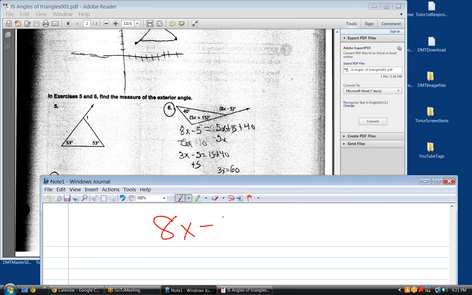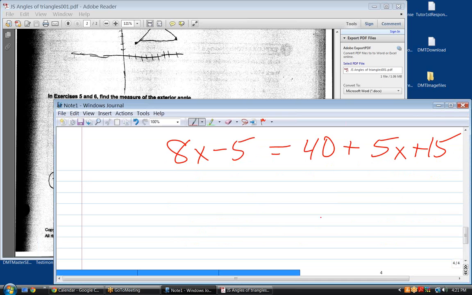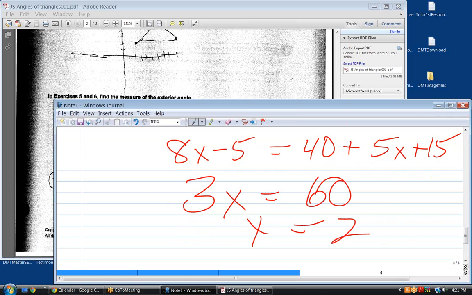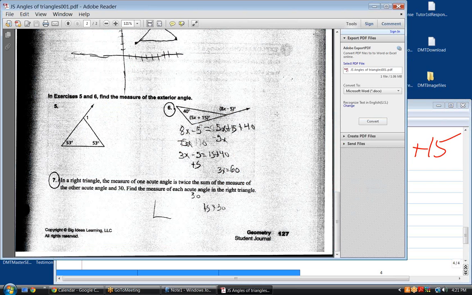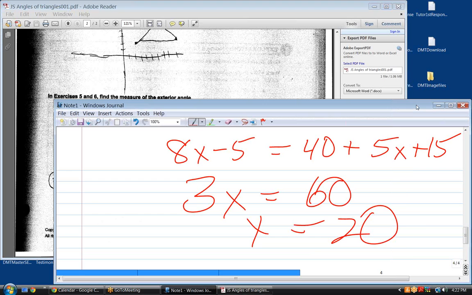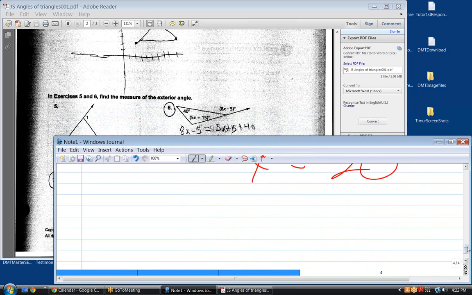We have 8x minus 5 equals 40 plus 5x plus 15. Let's see, if we gather our x's together, we got 3x equals 60, x equals 20, which is what you had. Well, you didn't get all the way to the x equals 20, but you got 90% of it solved. In other words, once you solve for x equal 20, now what is the measurement of that exterior angle, once I know that x is 20?